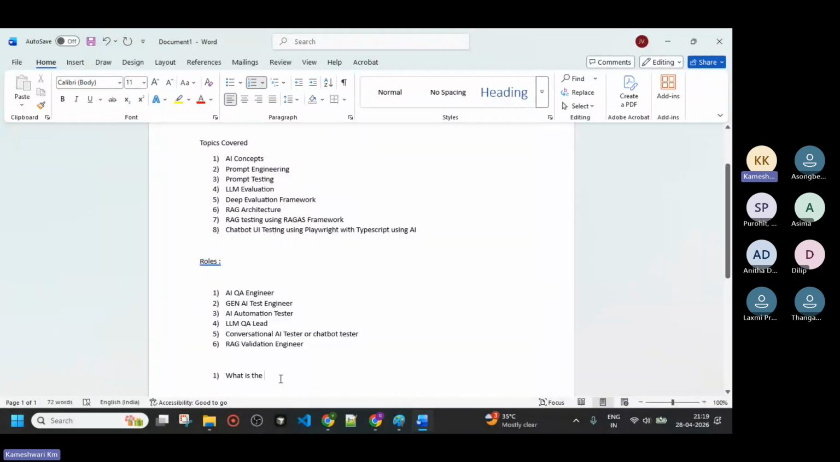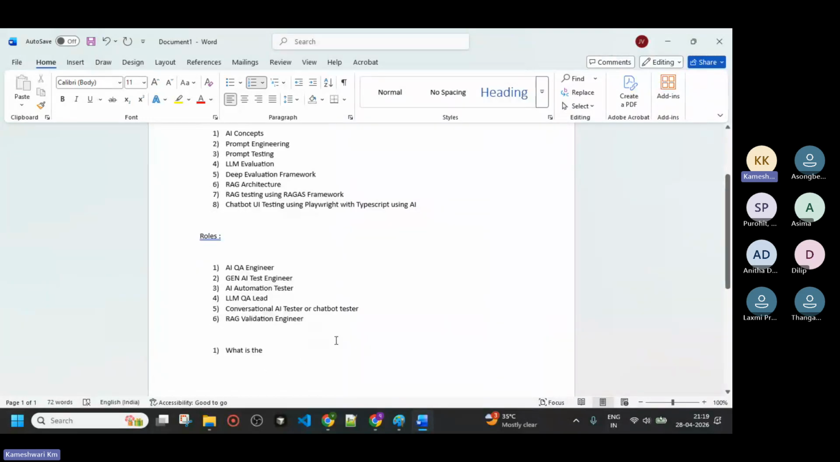So mostly the questions will be like, the first basic thing is: what is the difference between AI, ML, or deep learning, because they will ask basic things. Some may ask, some may not ask, but we have to understand generative AI. So what is the difference between AI, ML and deep learning?